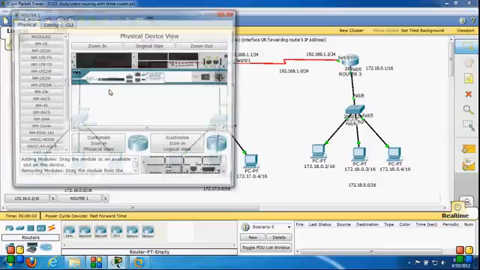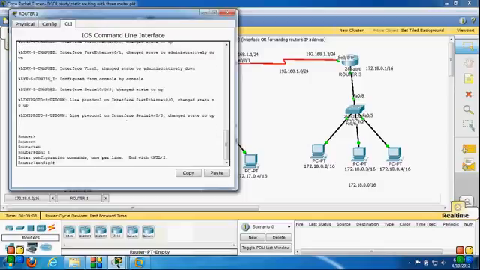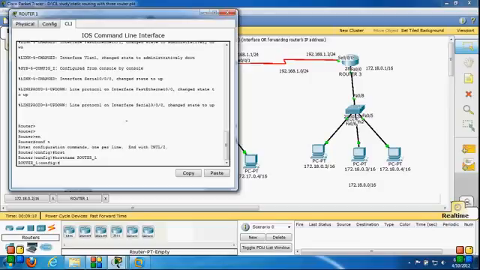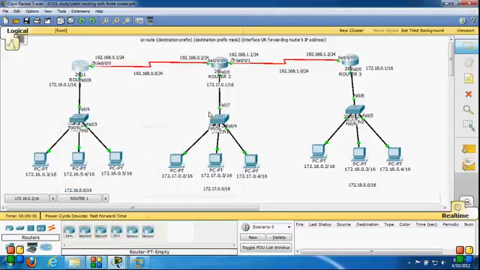So I'm on router 1 right now. Enable, config t, and let me set the host name router 1. And now let's check the IP table of router 1. Do show ip route. It's showing me the directly connected networks 172.16.0.0 and 192.168.0.0. So I have to add the static entry of two indirectly connected networks which are 172.17.0.0 and 172.18.0.0.